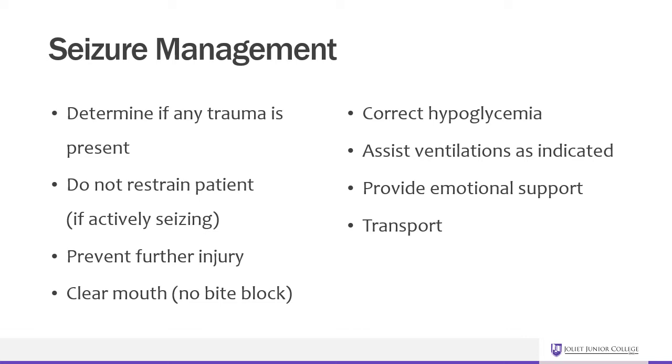Now, if the patient's actively seizing, we don't want to restrain the patient, but at the same time, we don't want them to come to any harm. So if they're beating their head against the ground, put a towel underneath them. Don't put a pillow underneath, because that probably occludes their airway, but put a towel underneath or gently cradle their head in your hands. Move any objects away so they don't knock anything down upon themselves. Your goal is to prevent any further injury.